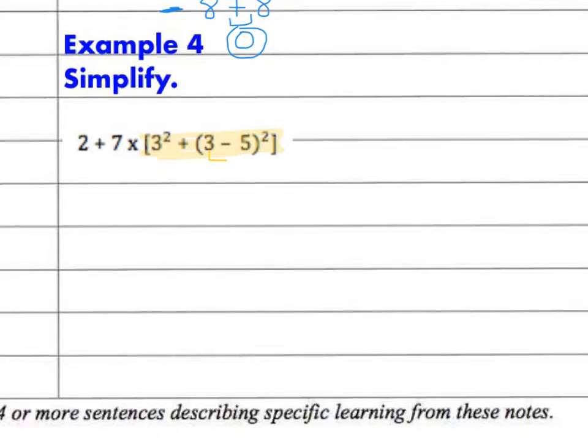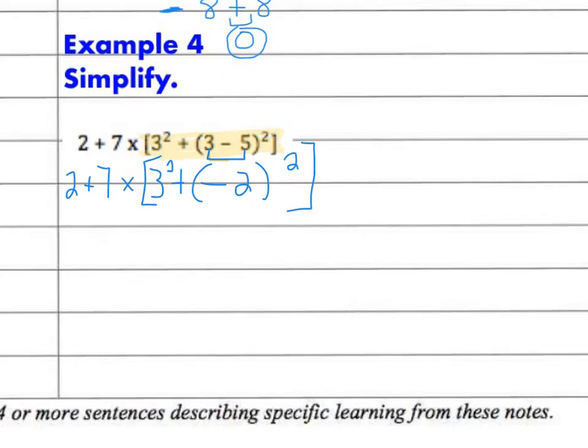So 3 minus 5 is negative 2. I still need to square the negative 2. This is all still in brackets. So I still have the 3 squared there. And outside here, I still have the 2 plus 7 multiplied by what's inside the brackets. Next, I have 2 exponents. So I'm going to take care of both of those.